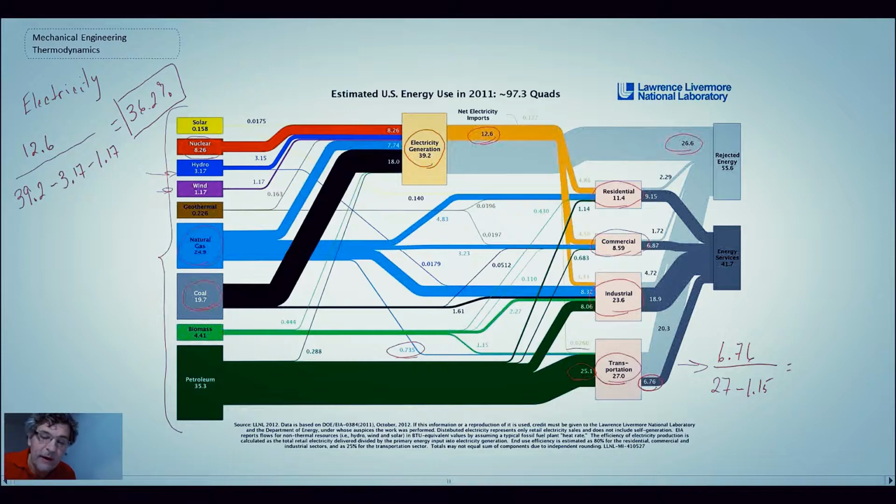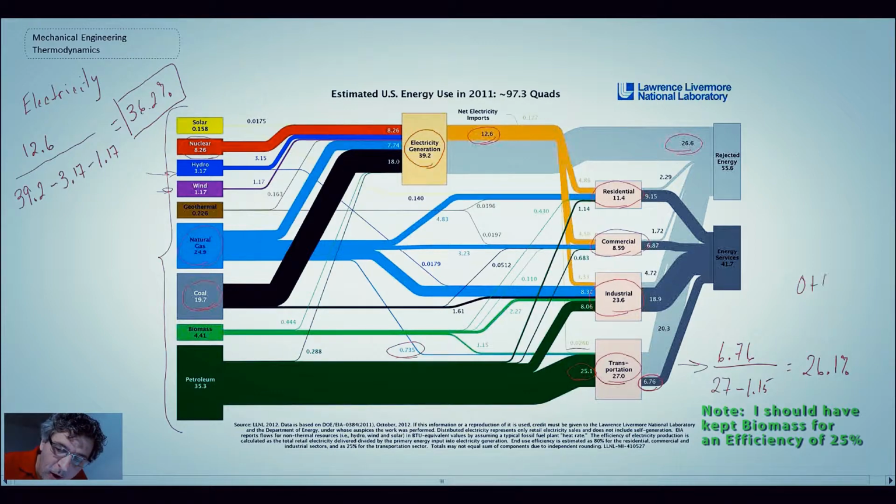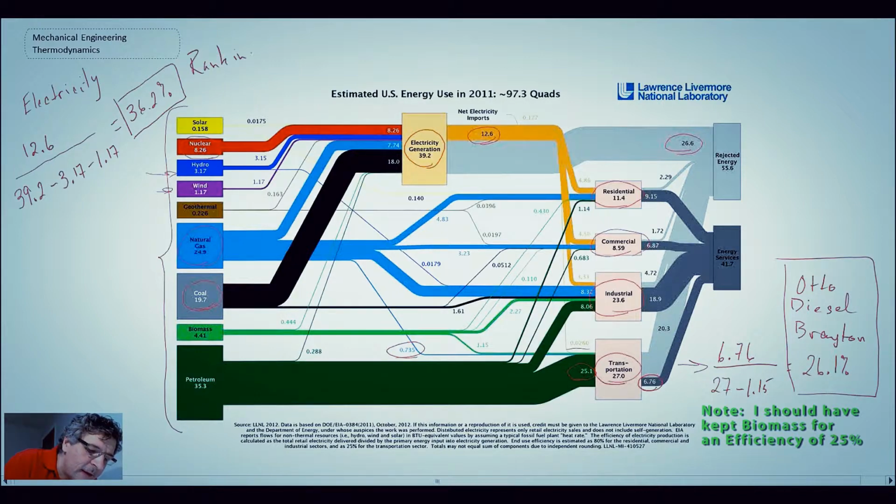So let me grab my calculator here. What we obtain is 26.1% for the efficiency with the conversion for transportation. And what types of cycles would those be? Well, that would be Otto, diesel, and the Brayton. So that gives us a global estimate of the efficiency of these cycles, and this one up here would be the Rankine. So that's the efficiency of these cycles in terms of overall energy use within the US.